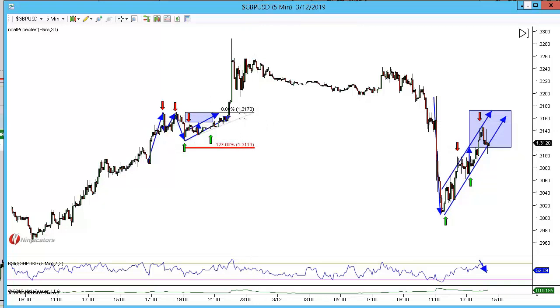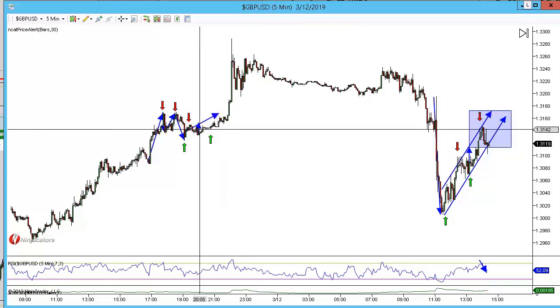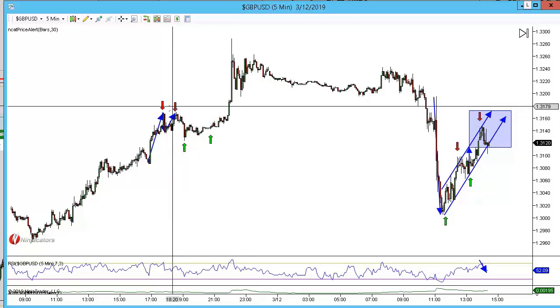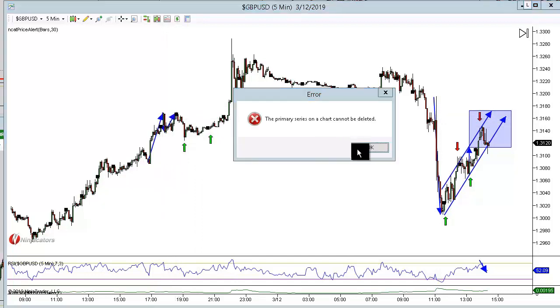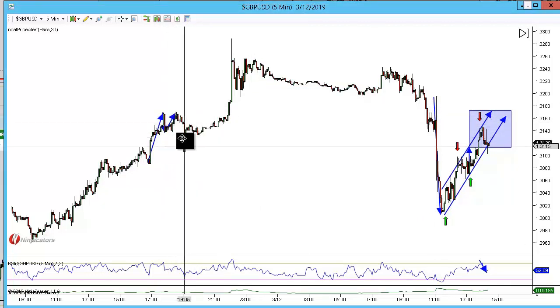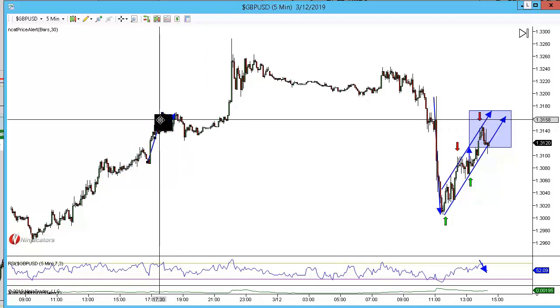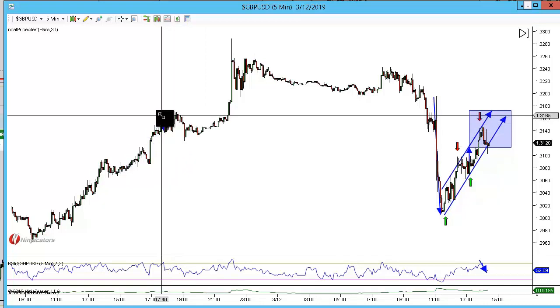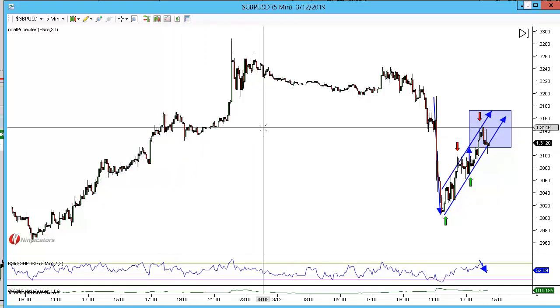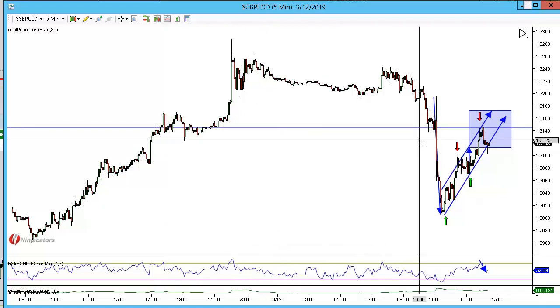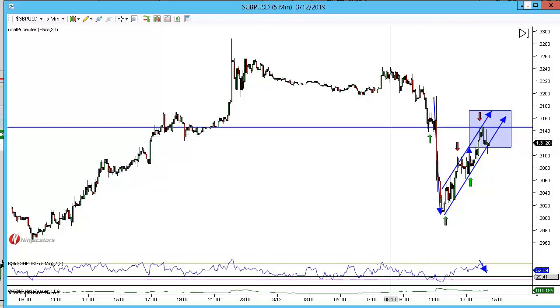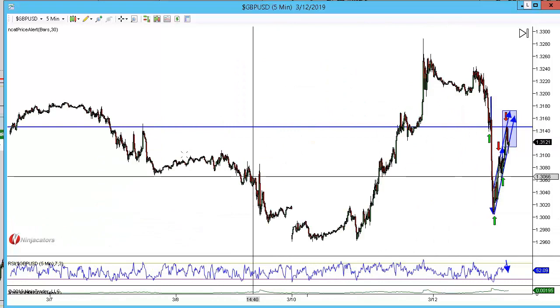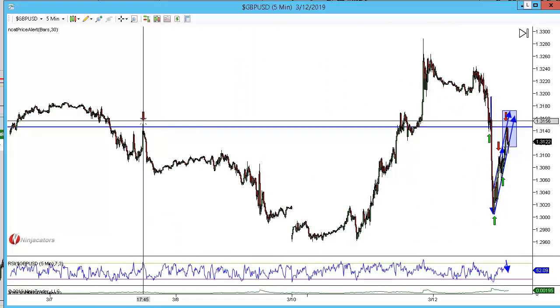sorry guys, just let me remove that. If we then look left for structure, okay, just delete those so we can see. I'm going to put a structure level on just there, and the key area really that stands out to me is just this one right here. We look further left, there is another area just there as well.